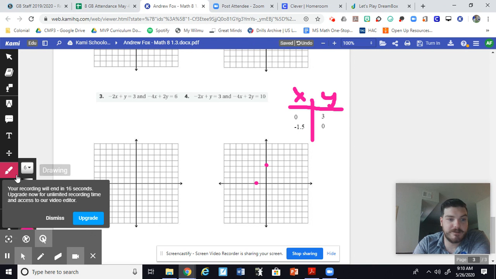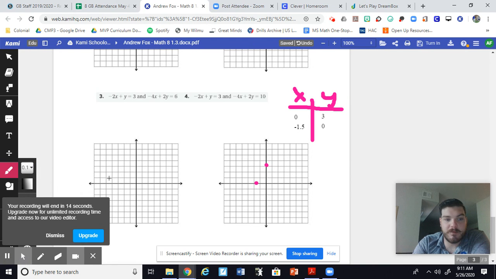2 lines. Then we can put a line through the 2 of them. Here we go. And that is this one.